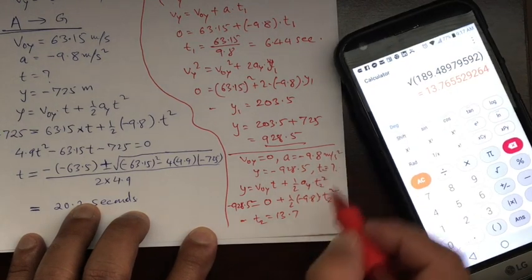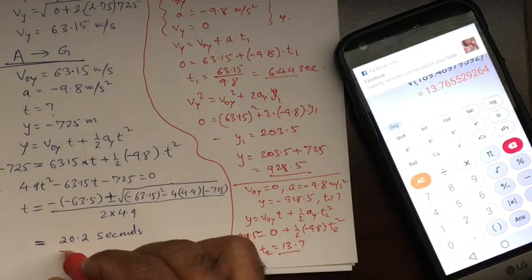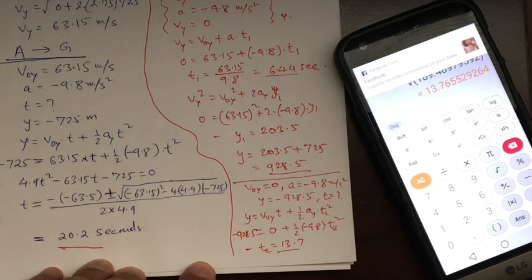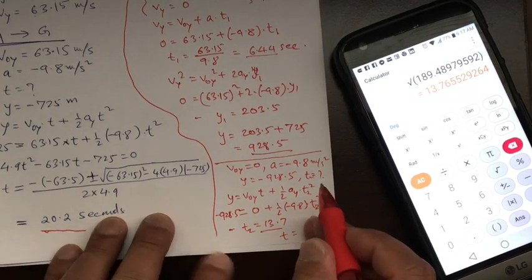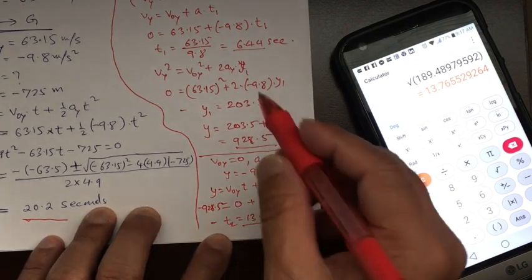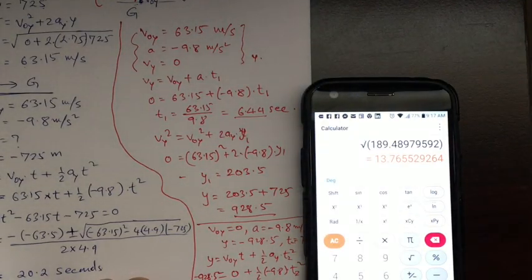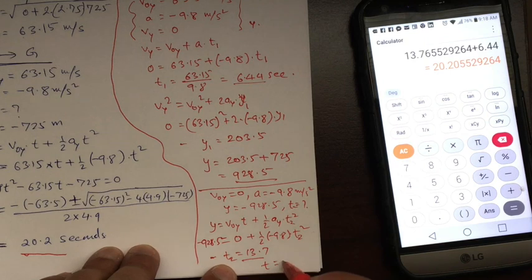Time 2. So if you add this time 2 and time 1, you should get the same thing as this. All right, so when you add this, the total time is 6.44 plus 13.7, so this will give you 20.2. So total T is T1 plus T2, which is 20.2 seconds.